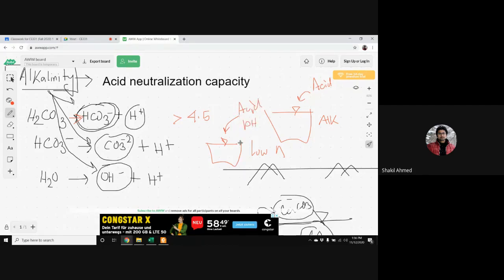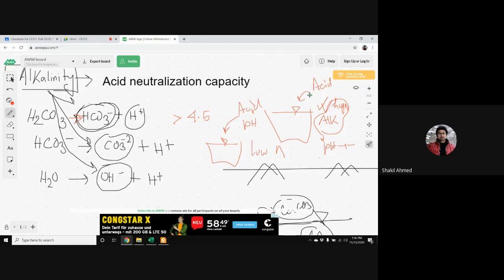All right. If high alkalinity is there, it has a buffer capacity. That means it can hinder the pH of the water from changing. That means it tries to keep the pH constant.